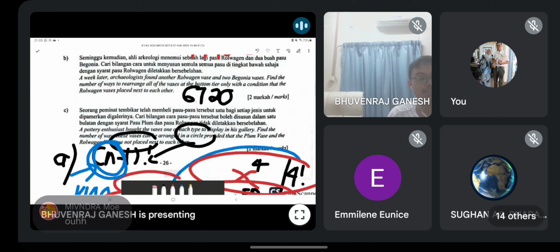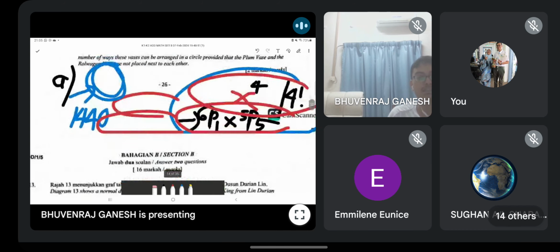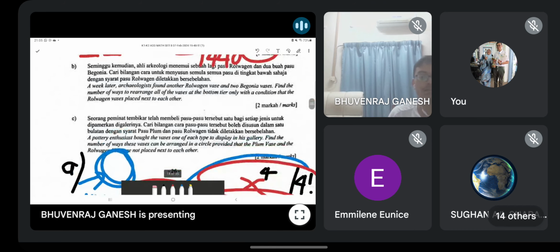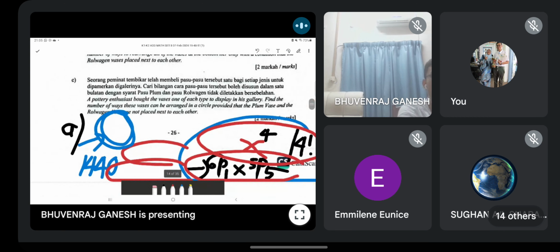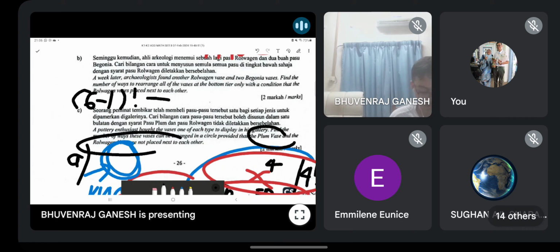Okay, so actually the answer is 6. You can see over here, the question didn't mention anything about the new vase. Tak bagi tahu apa-apa tentang pasu baru. So you must assume n is 6. So the total is 6 minus 1 factorial. Then you minus these two, plum vase and this one next to each other.